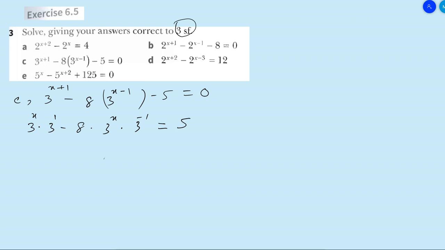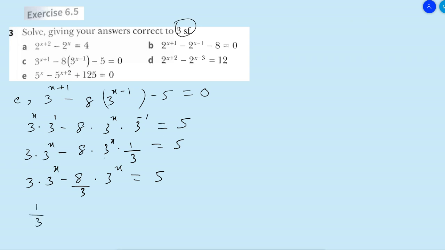Then 3 into 3 power x minus 8 into 3 power x, and this 3 to the power minus 1 becomes 1 upon 3, equals 5. Then 3 into 3 power x minus 8 upon 3, you can multiply this 3 power x by 1, equals 5. Taking LCM 3, 3 threes are 9, 9 minus 8 is 1. So 1 upon 3 into 3 power x.